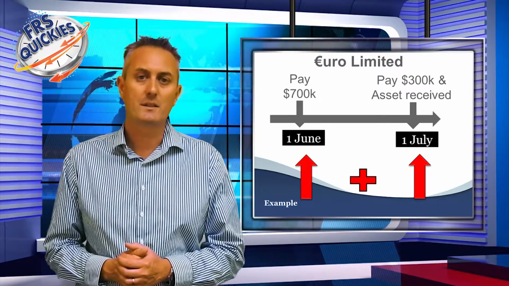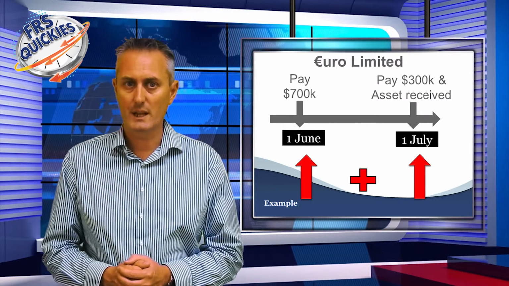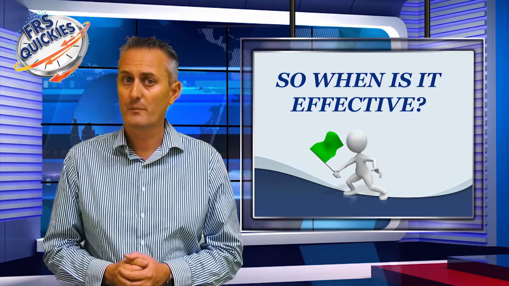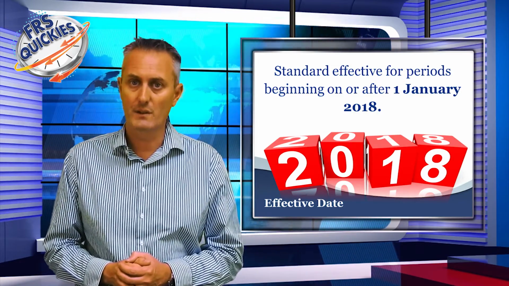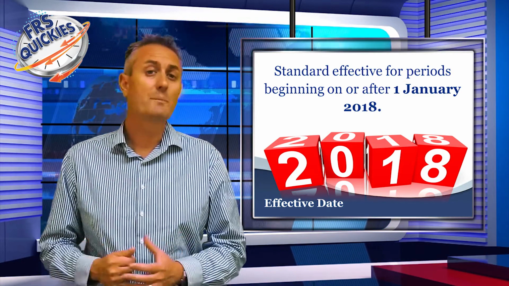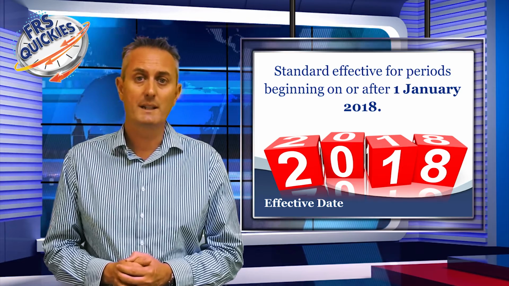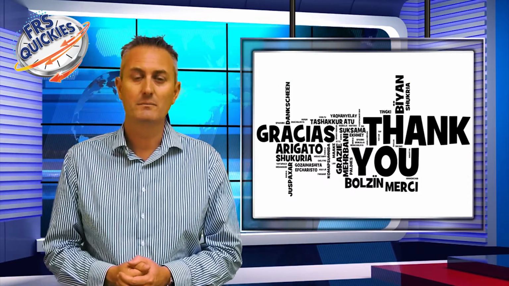Now, there are a number of working examples in the Appendix to IFRIC 22 to assist you with the application of the standard. So when is it effective? The interpretation is effective for periods beginning on or after 1st of January 2018. You may early adopt it if you'd like to. When adopting IFRIC 22, you can elect to apply it either retrospectively or prospectively. That's IFRIC 22. Take care.